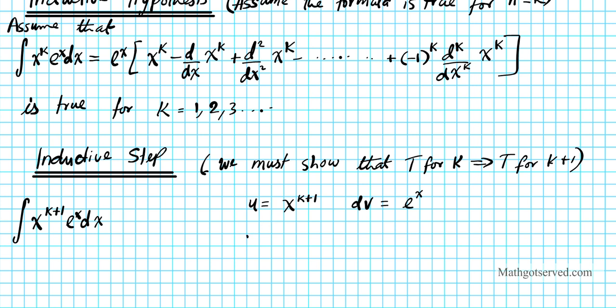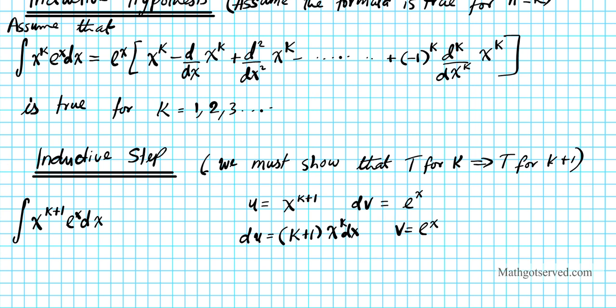Okay, so this tells me that du is going to be k plus 1 times x to the k plus 1 minus 1, which is just simply x to the k, dx, and v is going to be the antiderivative of dv, which is e to the x. Let me shift it a little bit to the right because my symbols are overlapping. So I'm going to have v equals e to the x.